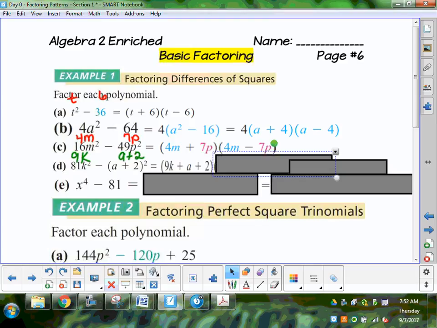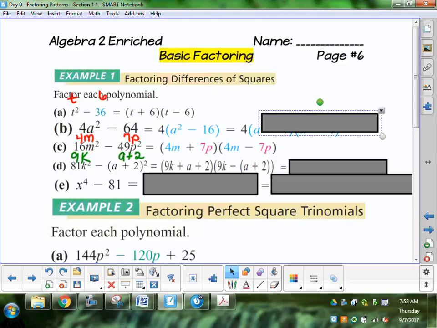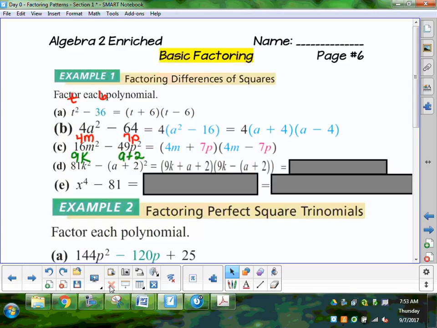We got 2 people who can take a list on this. Go ahead. 9k minus a plus 2. He said something in there wrong. He was close. Why does the second one need to be in parentheses, but not necessarily the first? Perfect. There's a negative to distribute out there.